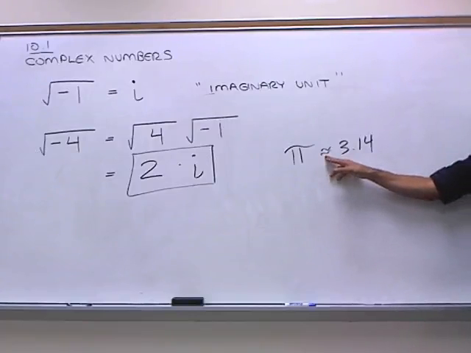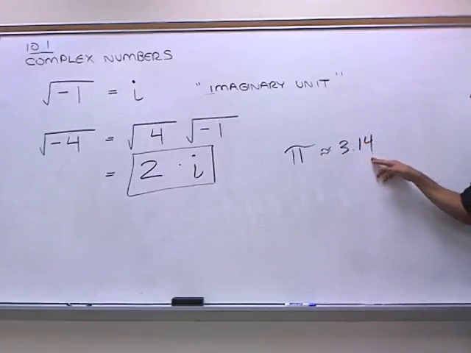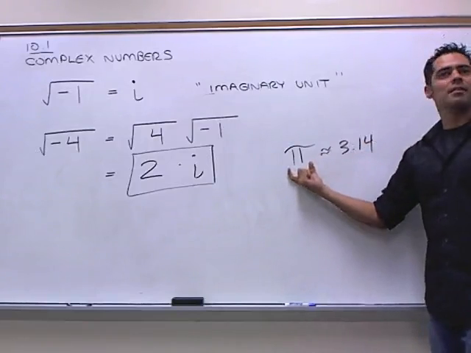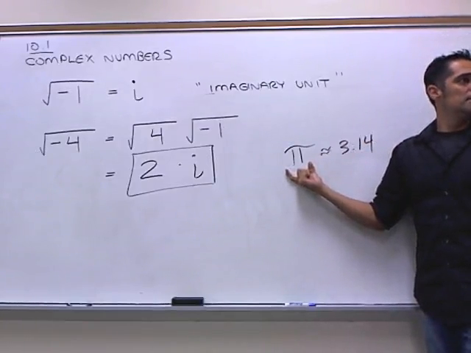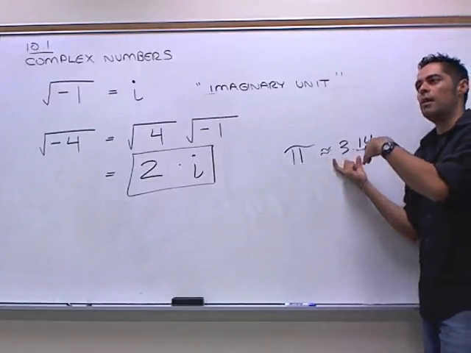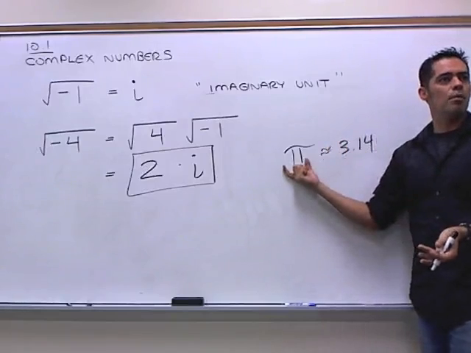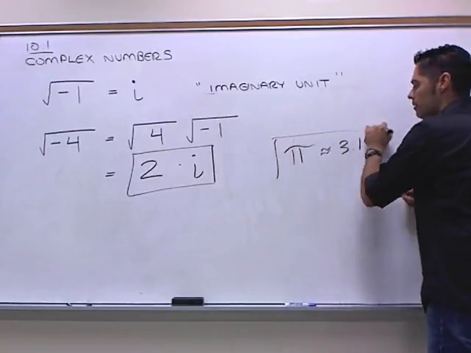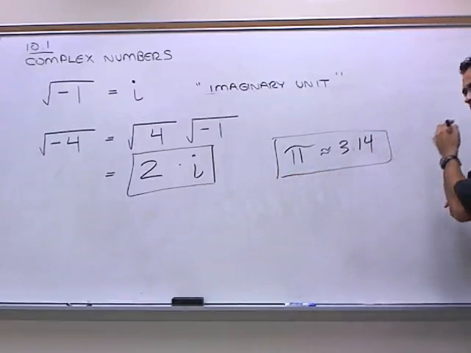That's what squiggly equals means. It's approximately 3.14. So pi is a number, but pi is a letter. It's a Greek letter, right? So anytime in math that we take a number and represent it with a letter, that means it's an important number. So pi is one example of an important number. Has anyone ever seen this number before?